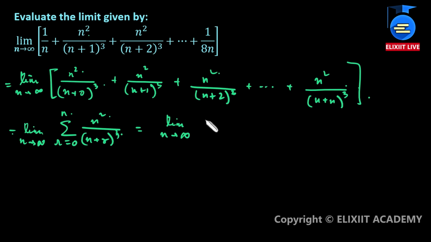limit n tends to infinity, 1 by n comes out, so this is summation r is equals to 0 to n. We are dividing by n cube, so n square is there in the numerator, and dividing by n cube means 1 by n will be remaining, so 1 by n comes out. And this is 1 upon, since you're dividing by n cube both in the numerator and denominator, 1 plus r by n, the whole cube.